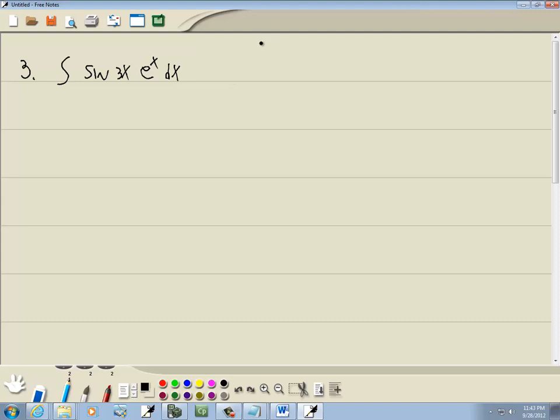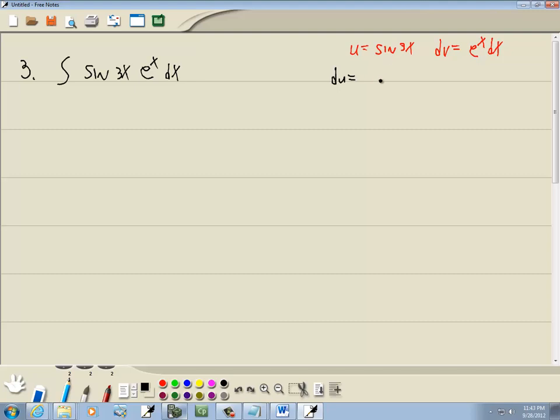I'm going to set, what am I going to do? Red, I guess. Okay, set u equal to sine 3x and dv is equal to e to the x dx. I shouldn't do those in red. Excuse me.